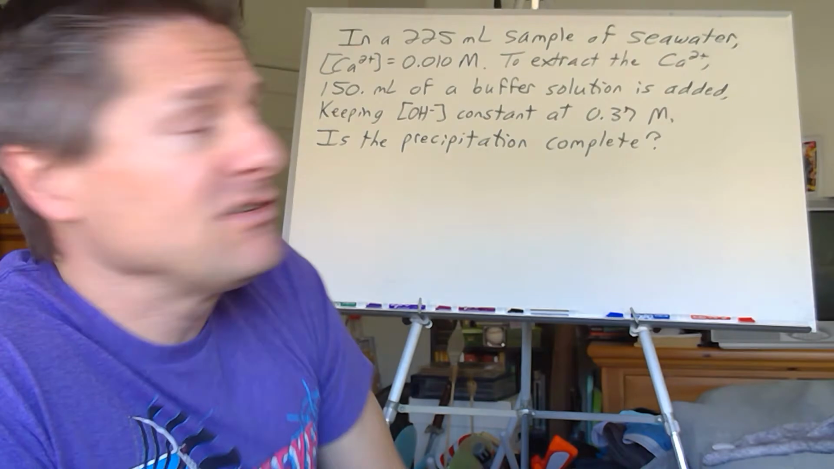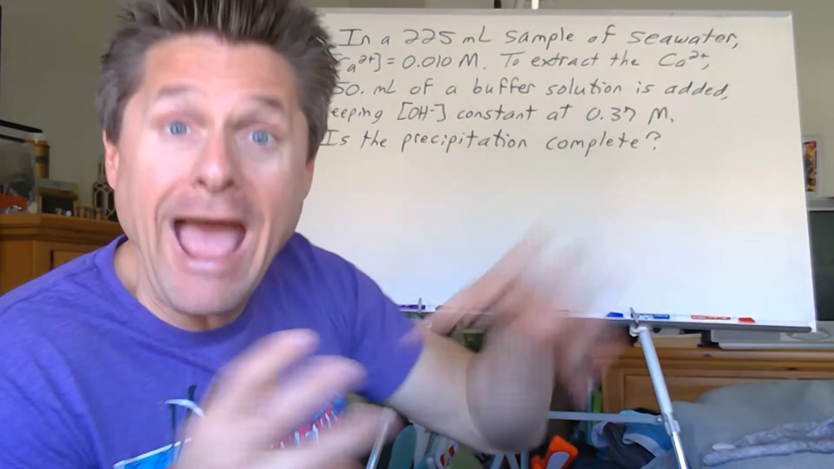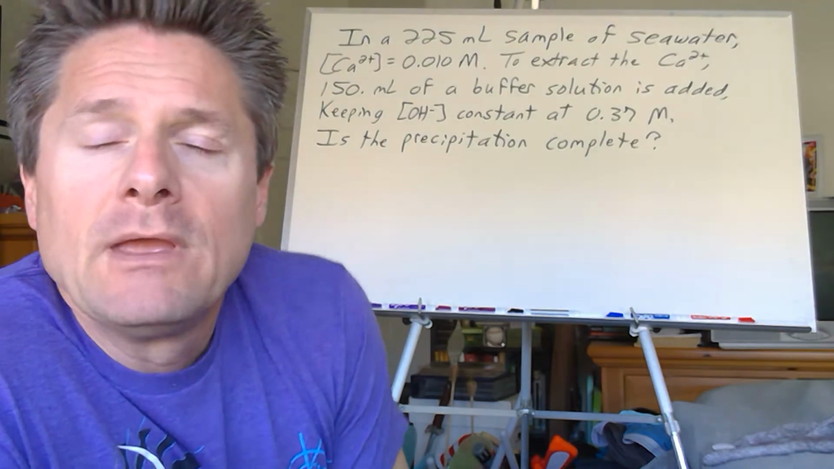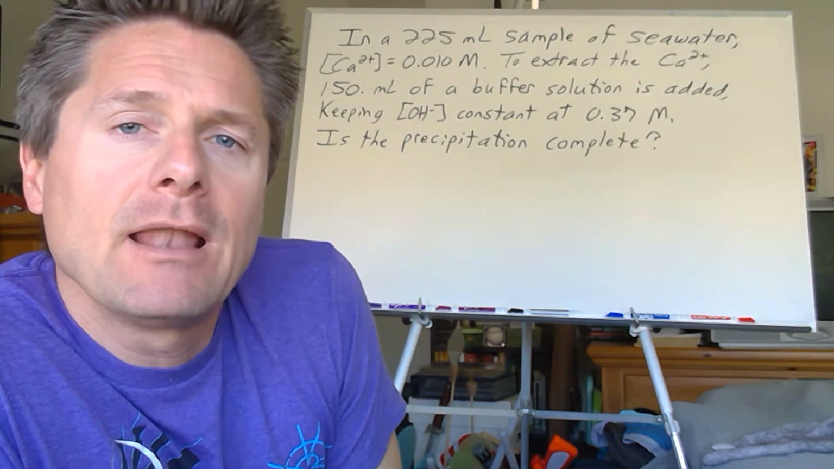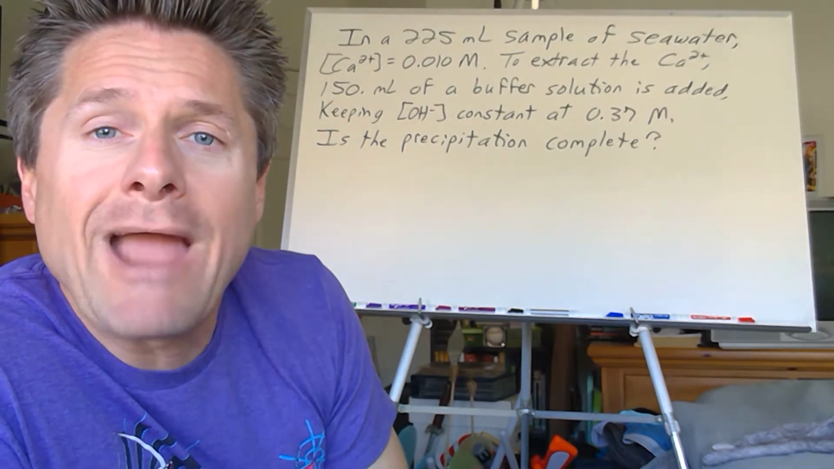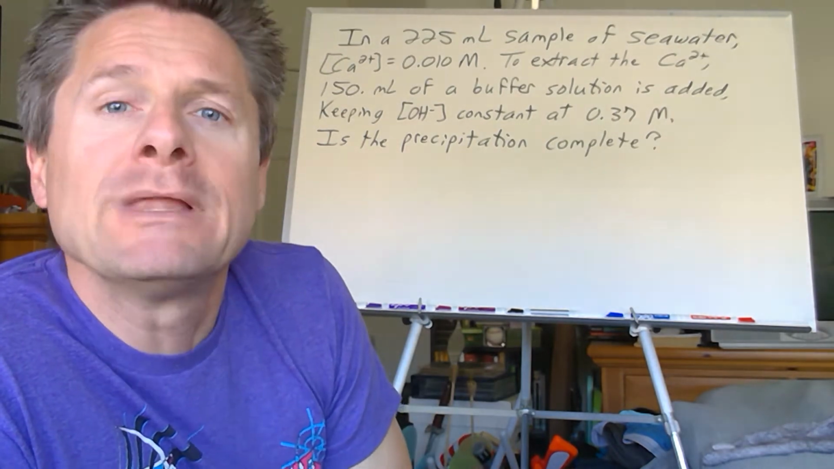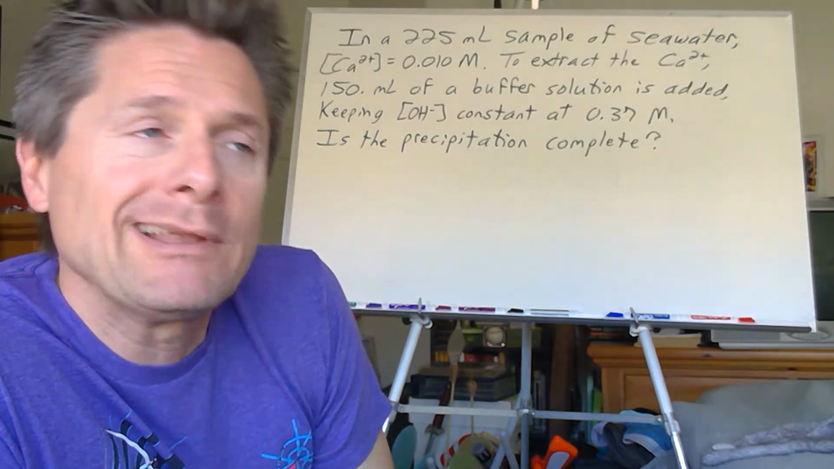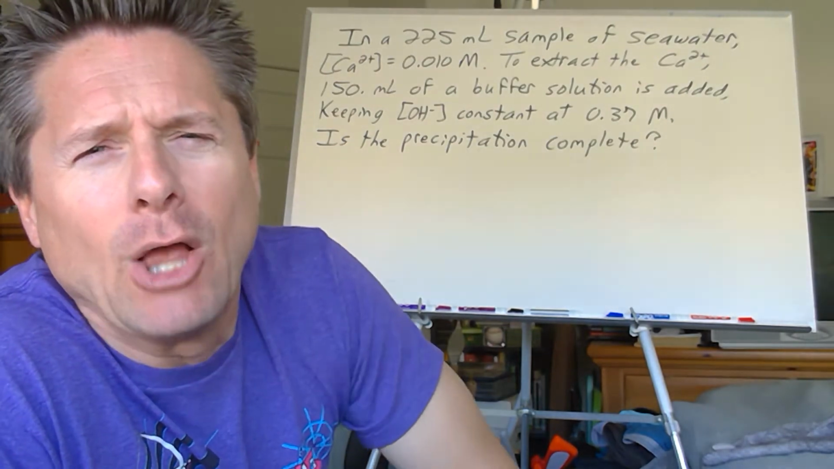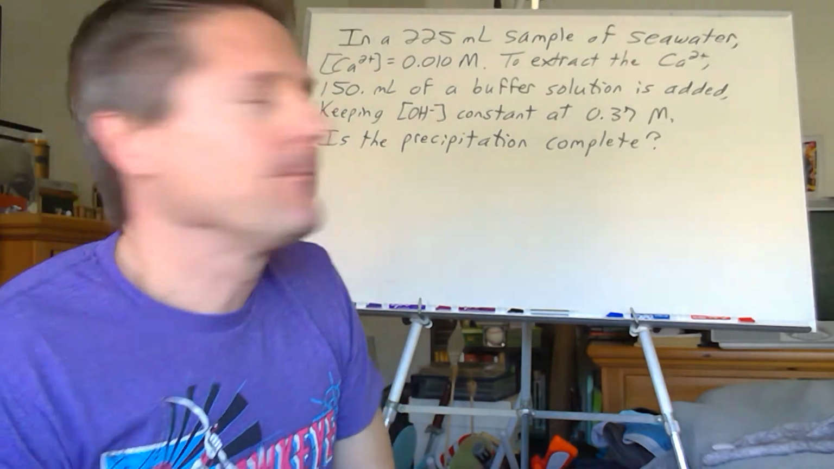And then we just divide that by the initial amount after dilution, which will be a little lower than the 0.010 molar. Multiply by 100% and see if that's less than 0.1%. If it is, we extracted or precipitated out the calcium completely. If it's greater than 0.1%, we failed at our job. Then we get fired and lose our car, lose our house, and terrible things happen.